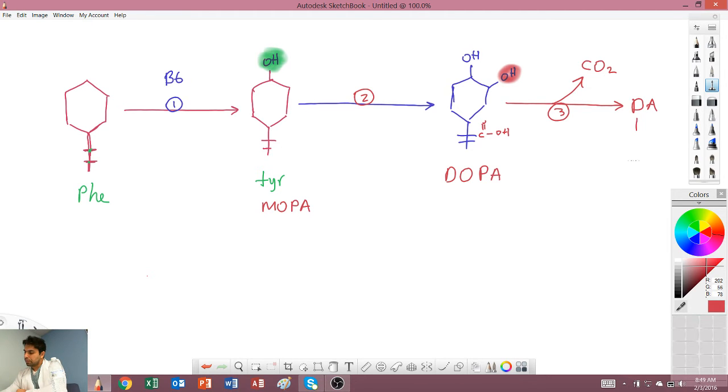Dopamine can further be converted to norepinephrine. Again, you do one more hydroxylation. So dopamine hydroxylase, enzyme number 4, will produce norepinephrine. Norepinephrine is methylated, and I'll give you epinephrine.